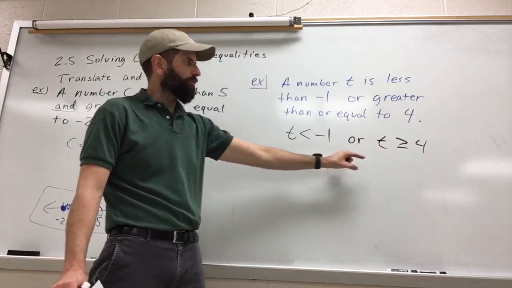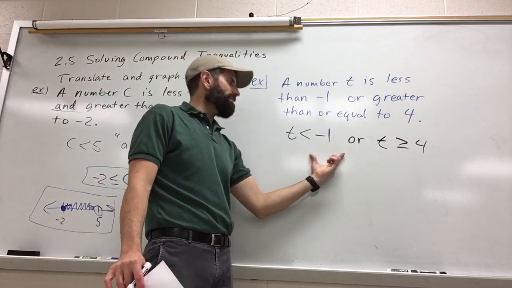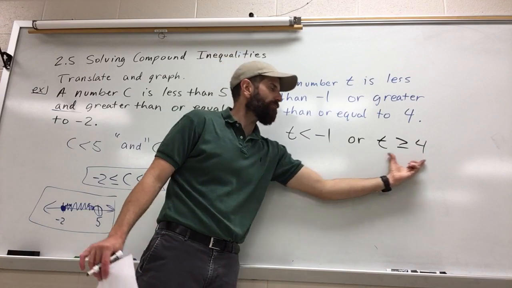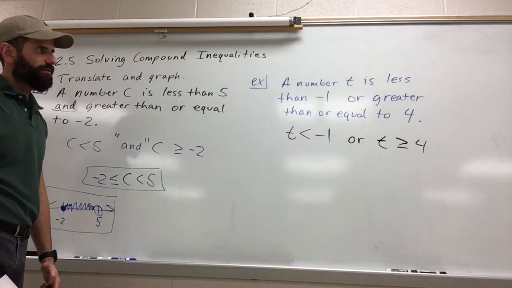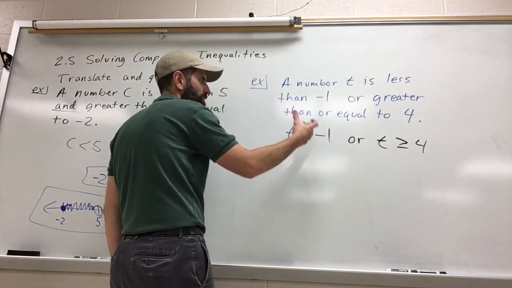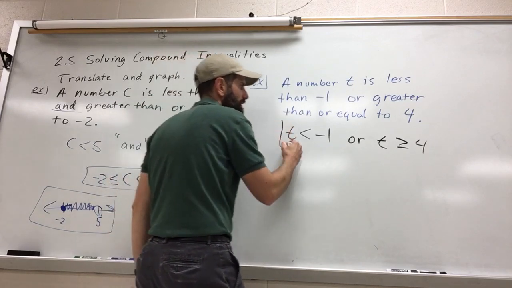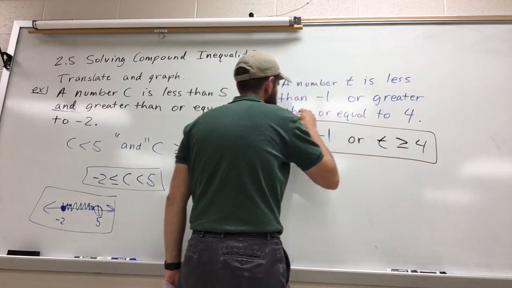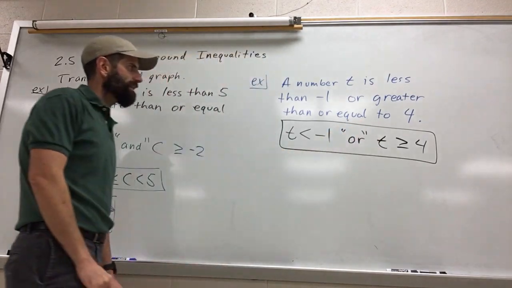This is not going to overlap. T is not between them, okay? T has two separate areas that are solutions, okay? So because it's an OR problem and you can't smush it together into one answer, you keep it separated, and this is an OR problem, and OR problems stay separated.